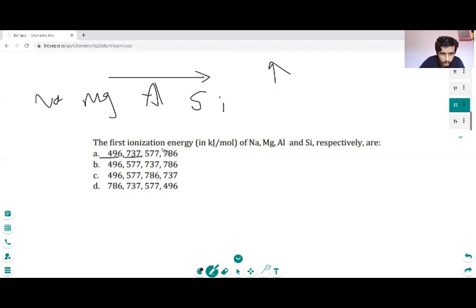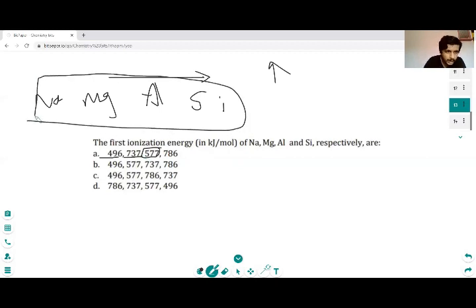But there is one small change in aluminum. Removal of the first electron from aluminum is quite difficult compared to silicon. So this is one particular exception, where you can see sodium and magnesium follow the trend, then comes aluminum, and silicon has the higher ionization enthalpy.